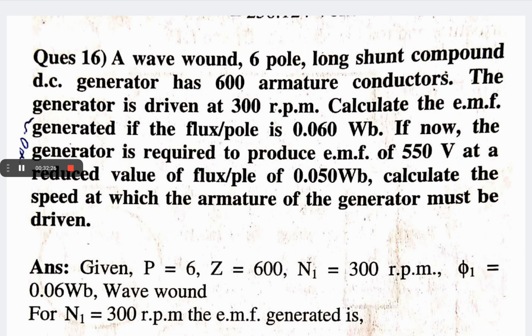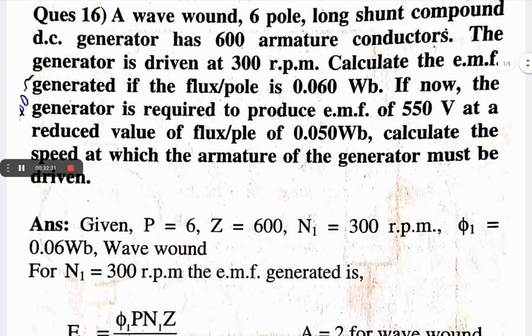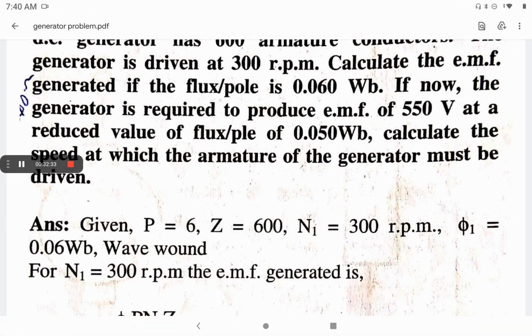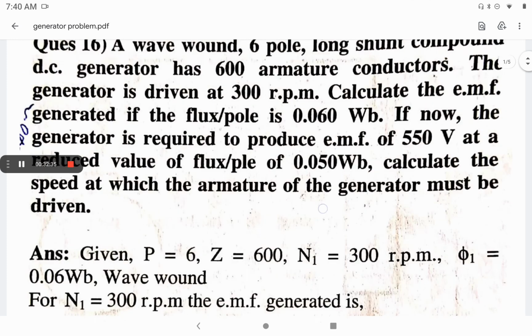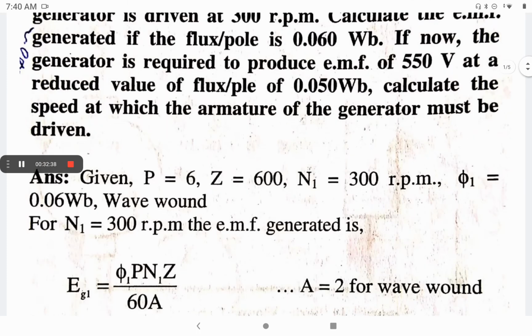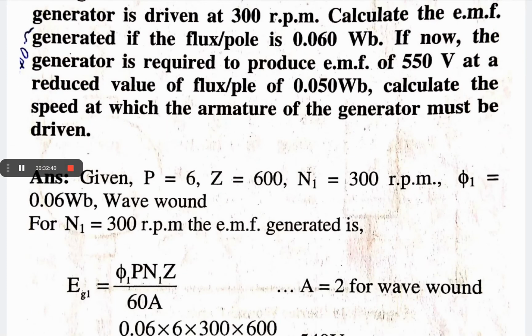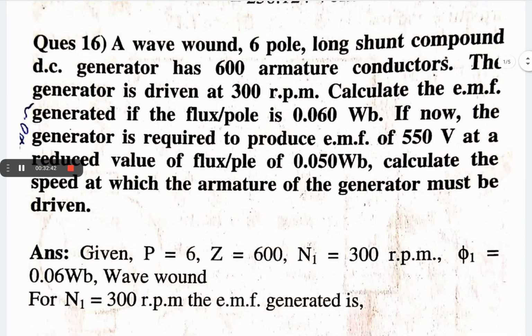6 pole, number of poles തന്നിട്ടുണ്ട്. ലോങ് ഷണ്ട് ജനറേറ്റർ ആണെന്ന് തന്നിട്ടുണ്ട്. So number of conductors 600 and speed is given. So calculate the EMF. Eg equation നിങ്ങൾക്കറിയാലോ, ΦPnZ by 60A വെച്ച് ചെയ്യാം. Then calculate the EMF if flux is 0.06 Weber. If now the generator is required to produce an EMF, now another condition is given, a new EMF Eg 550 volt at a reduced value of flux per pole.